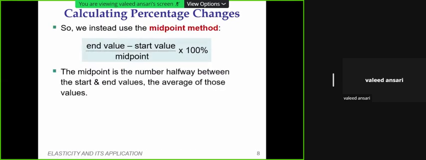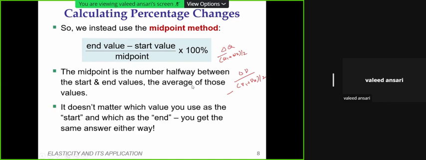And this is called the midpoint formula. I would advise you to please use the midpoint formula for this. It is simply the change divided by the midpoint. The midpoint for quantity will be Q1 plus Q2 divided by 2. For price, it will be P1 plus P2 divided by 2. That is the average quantity and average price, so it is taken into account.